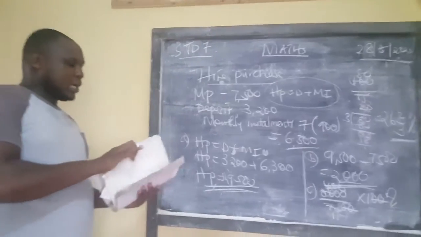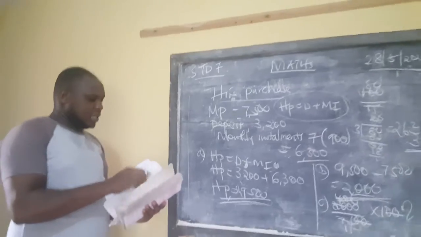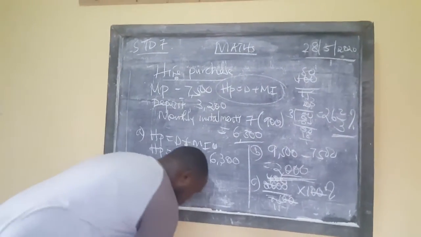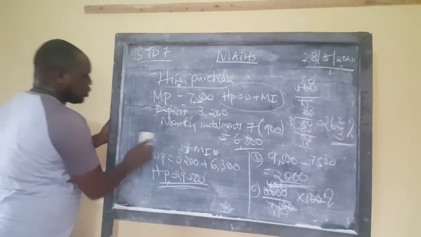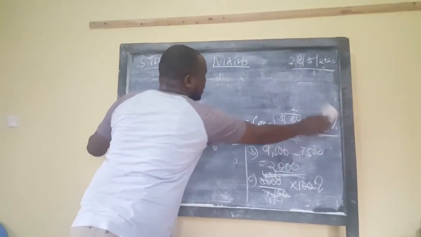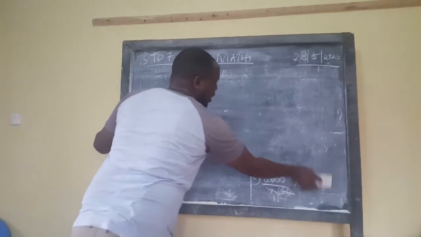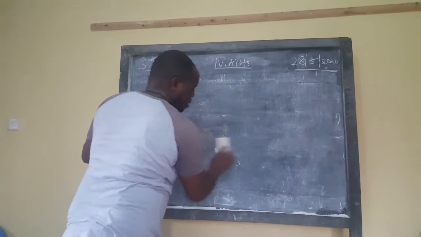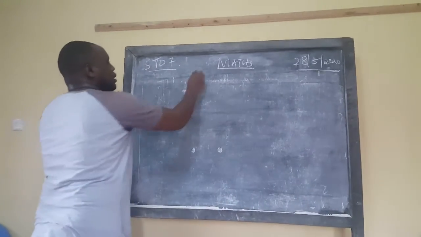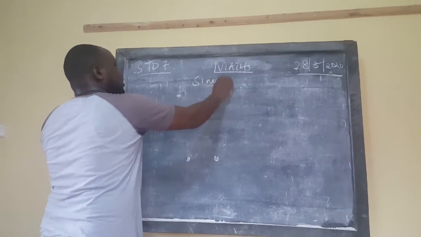Now today I want us to look at what we call simple interest. There are also terms that we are going to meet here when we are dealing with simple interest. Terms like per annum, time, etc.